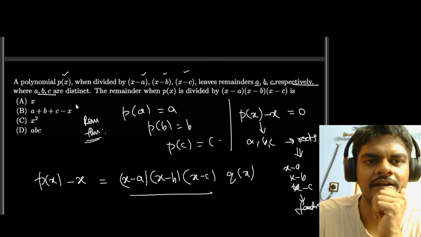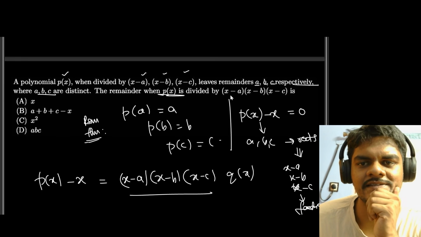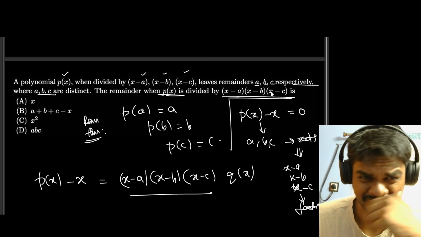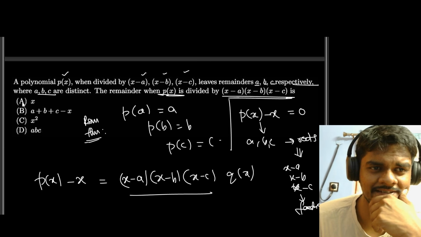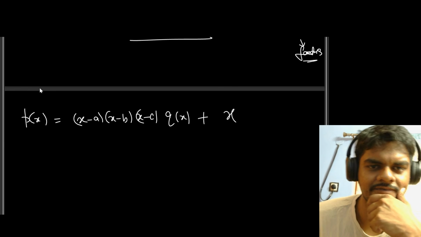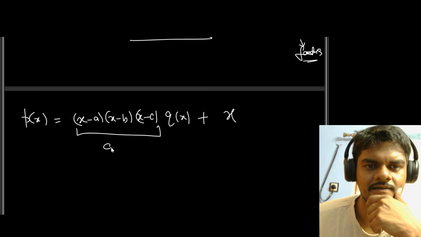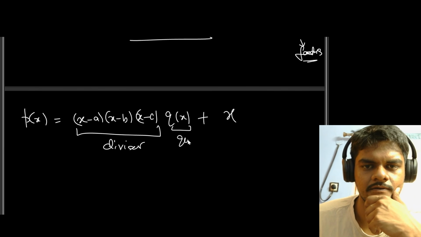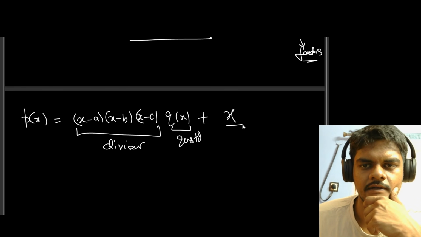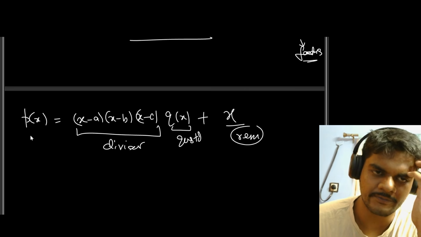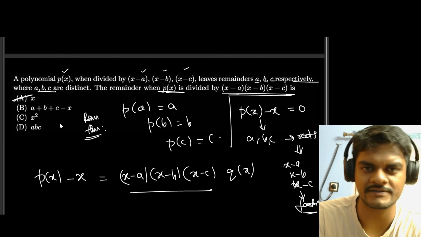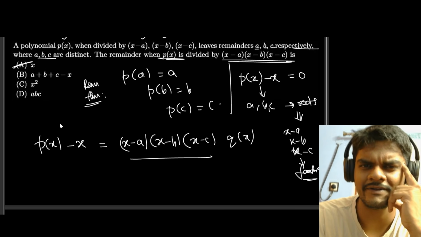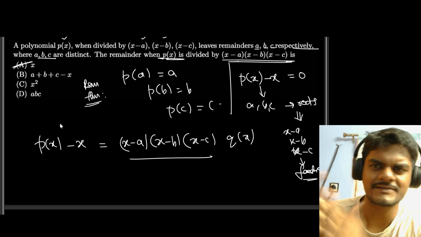What do we need to find? We want the remainder when p of x is divided by this exact term. So obviously the remainder is x, right? This is the divisor, this will be the quotient, this will be the remainder. Clear? So I hope that was clear. I hope you paused the video. I didn't ask for that, but this was another good question.